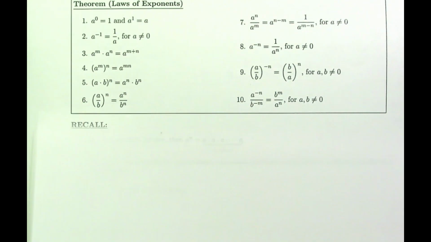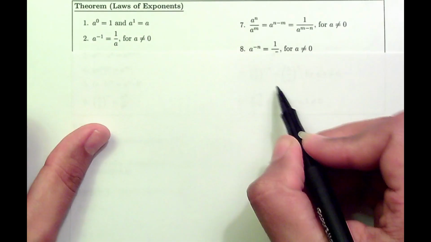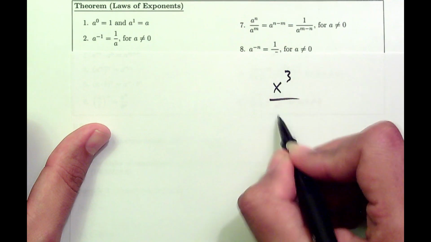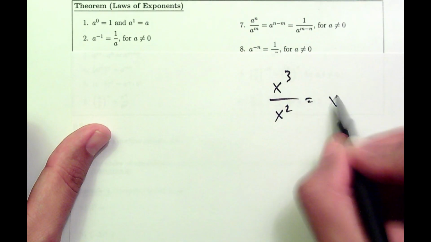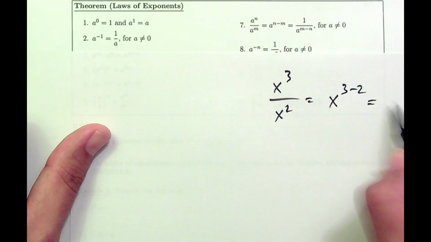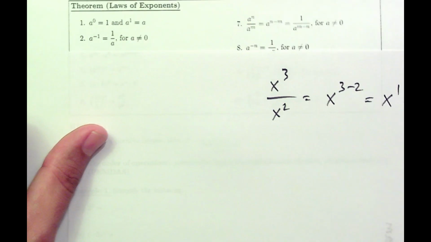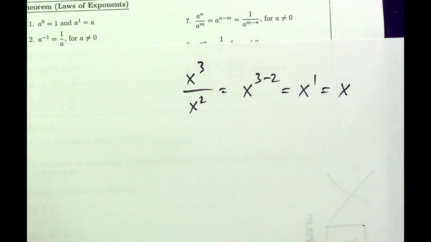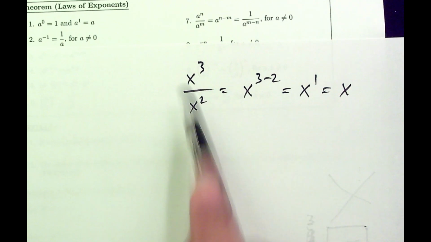So, quick example, x to the third over x to the 2, and that would be x to the 3 minus 2, which is x to the 1, which is x. So if you have two powers and they have the same base, then you can simplify that by subtracting the exponents.